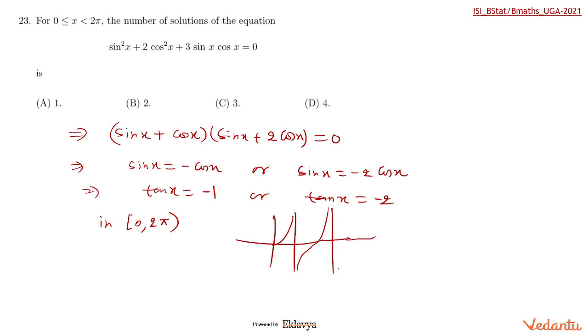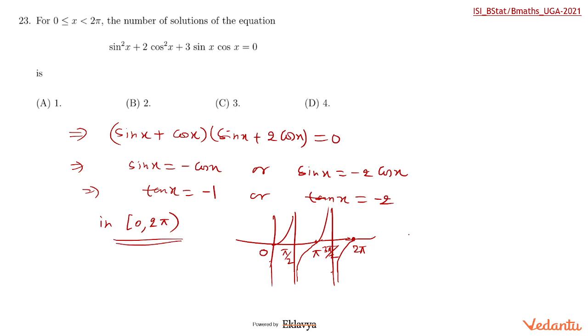This is the graph of tan x: 0, pi by 2, pi, 3 pi by 2, 2 pi. So from here we can see easily that for tan x equal to minus 1 there are two solutions, in fact in the second and fourth quadrant, because this is one complete rotation.